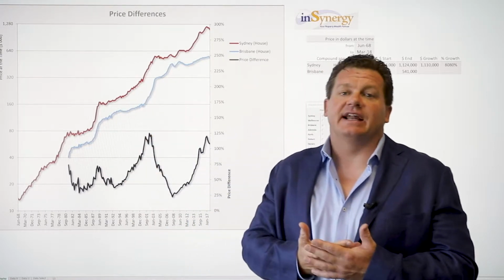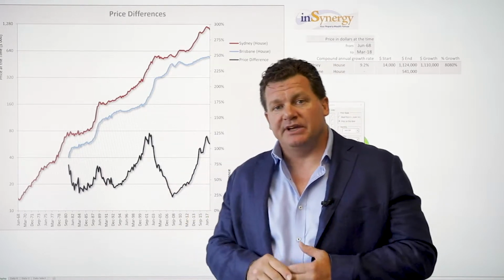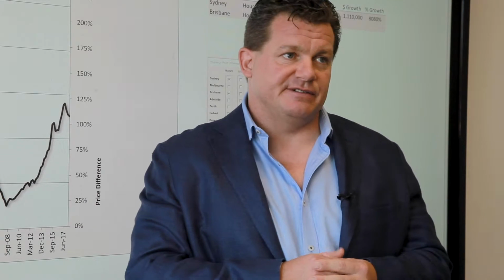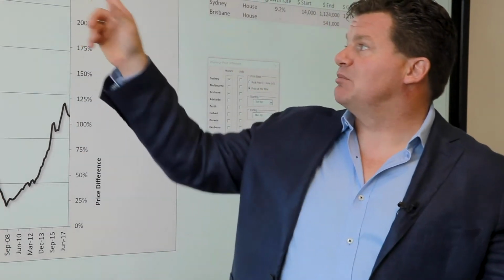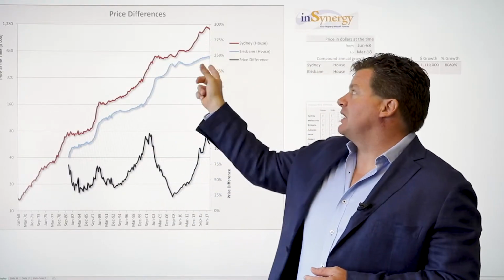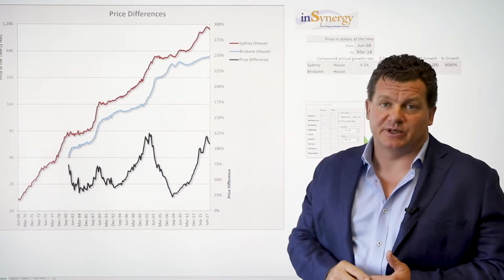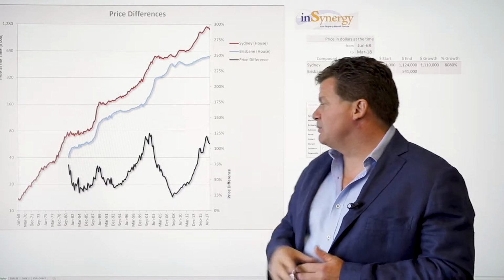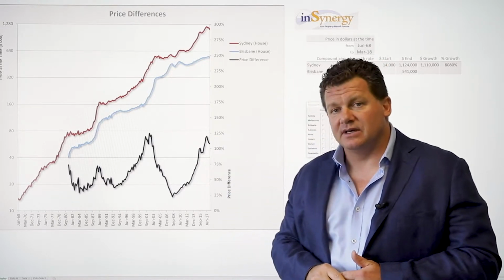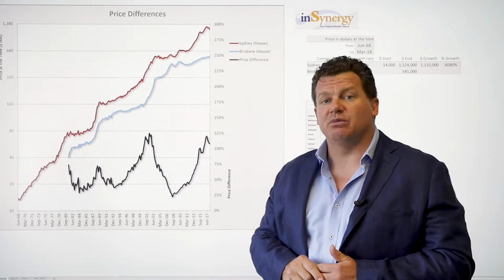That price difference can't continue to get bigger, because eventually people are going to look at the price in Sydney versus the price in those more affordable markets like Brisbane and start to move to those more affordable markets. So if we look at the most recent price difference between Sydney and Brisbane, we've got that huge gap again. And we got very close to the biggest price difference we'd ever had between Sydney and Brisbane. So Sydney was about 120% more expensive than Brisbane, more than double.